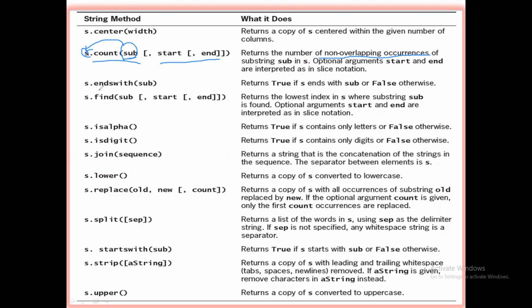Okay. The third function is s dot endswith. S dot endswith specifies a substring as parameter and checks whether this substring is the end of this string or not. If so, it returns true. Otherwise, it returns false. So if the specified substring is at the end of the string, it returns true. Otherwise, the method endswith returns false.